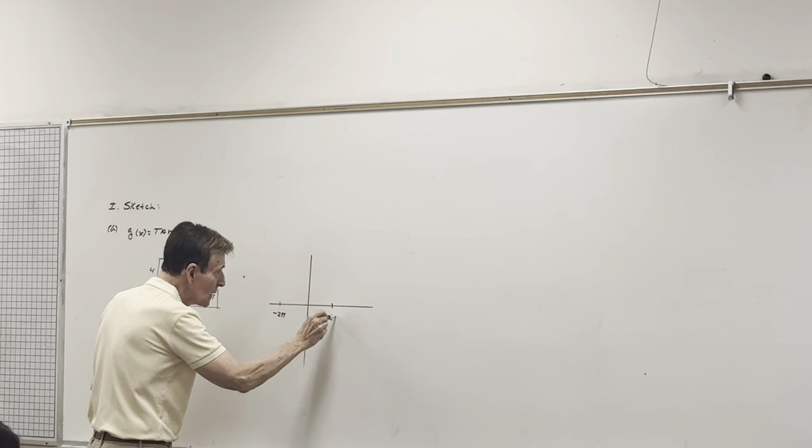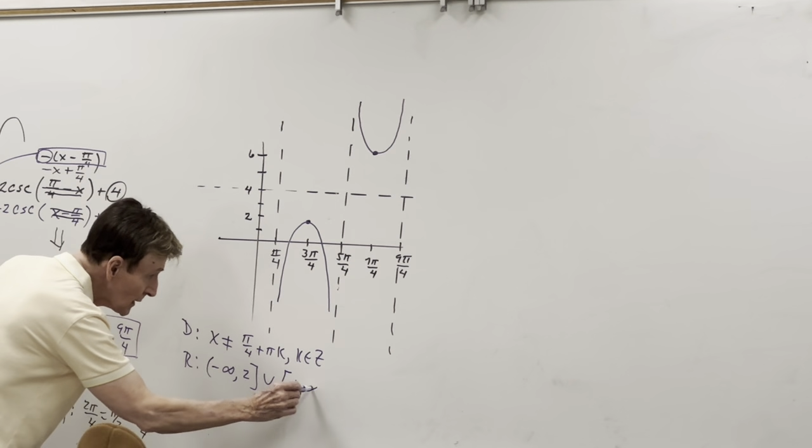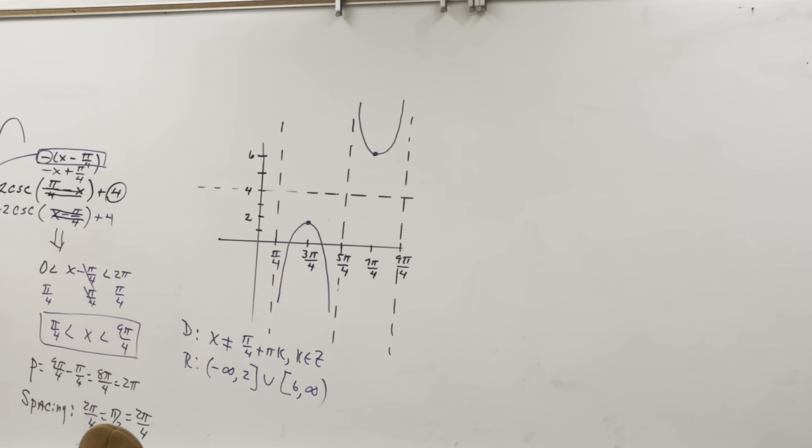Now, that's my domain. The range on this one's a little strange, guys, the up and down. What would you describe this as? From negative infinity up to 2, and from 6 to infinity. Oh, a union. What a way to end a graph.